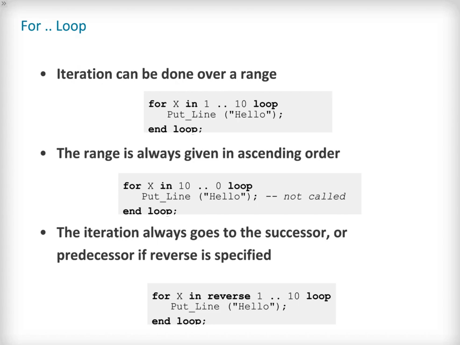Having a range from 10 to 0 will issue an empty range, and actually in this second example there will be no execution of the statement put line hello. The correct way in Ada to write a loop that goes backward is to use the reverse keyword within the iteration definition and then provide the range in the incrementing order.